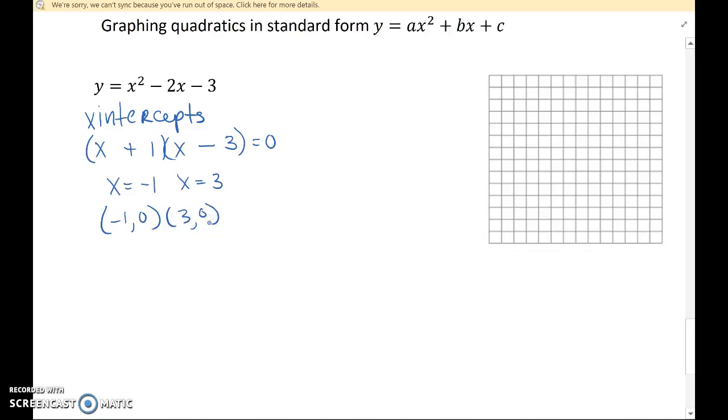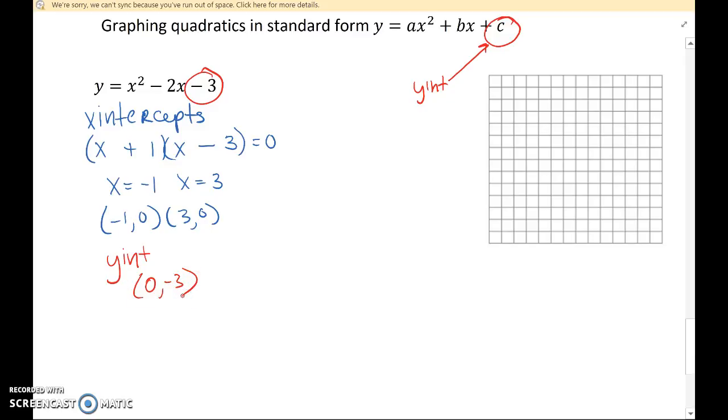I'm not going to put the points on my graph yet. First I want to find all my points so I get an idea of how big the graph is going to be. The next point we want to find is our y-intercept. The y-intercept is actually quite easy to find in a quadratic in this form. The y-intercept is always the c value. It's always your c, it's your constant. And so in this problem here, our y-intercept is negative 3, or 0, negative 3.